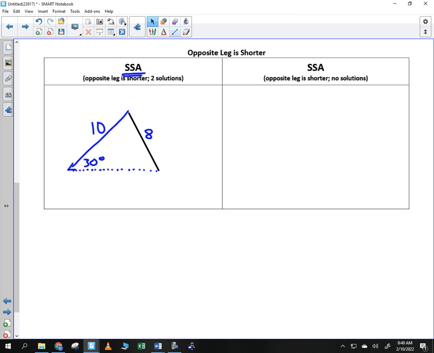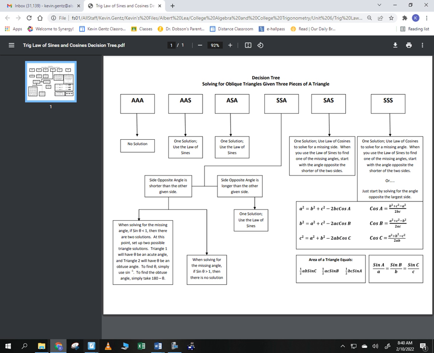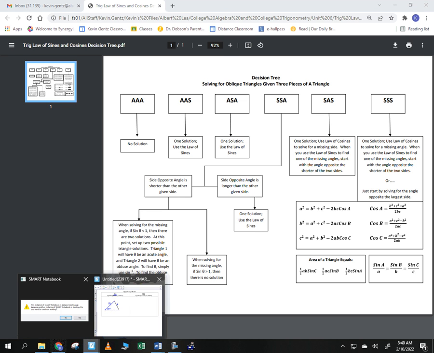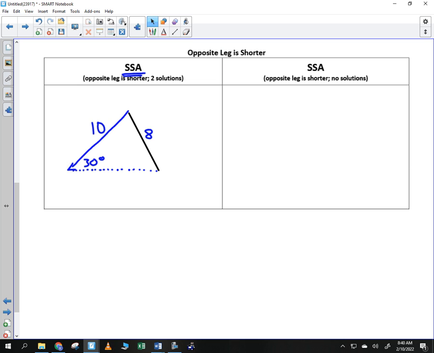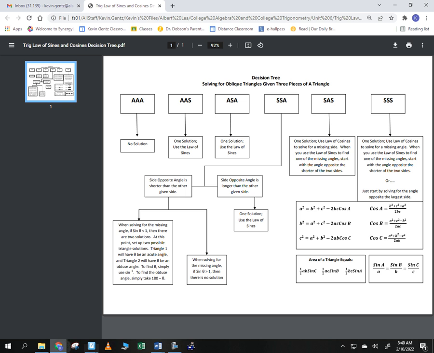Does everybody agree that this is a side-side-angle triangle? If you look at the decision tree, it says, is the side opposite the angle longer than the other given side, or is the side opposite the angle shorter than the other given side? Which one do we have? We have shorter. Yesterday, all the examples you looked at were where it was longer than the other given side. If it's longer, you just have one solution. But if it's shorter, we either have no solution or we have two solutions.